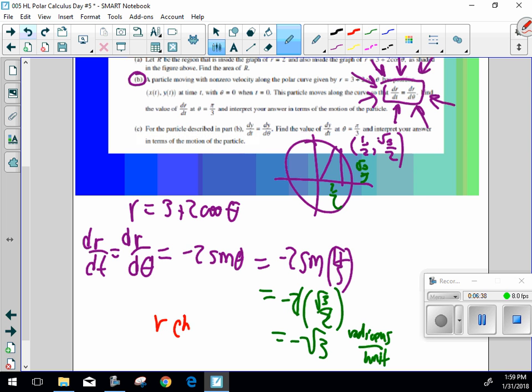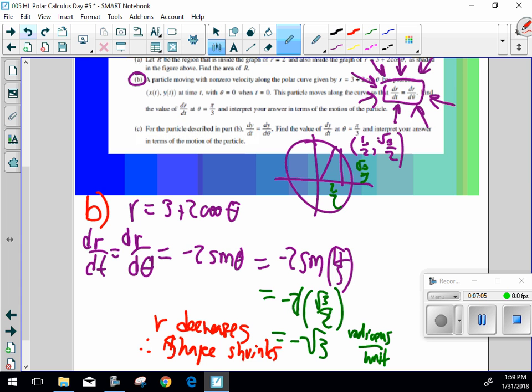r changes, and I'd say r decreases is what I would say. Decreases. Therefore, the shape shrinks. That's perfect. The shape shrinks. And that's part B. Part C, it says, for the particle described above, find the value of dy dt. And remember, you still have this annoying thing that has our back.